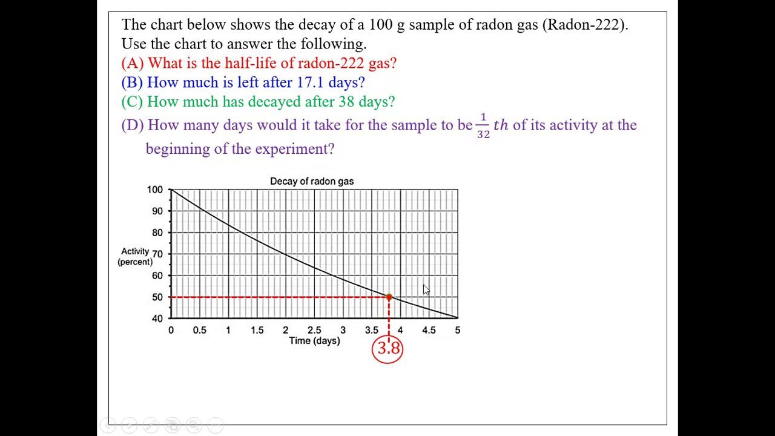So every 3.8 days, this particular 100 gram sample decays. All right, so we start with 100 grams. After one decay, it goes to 50 grams, which is about 3.8 days. Let's go ahead and do part B. Part B asks us to find how much is left after 17.1 days.